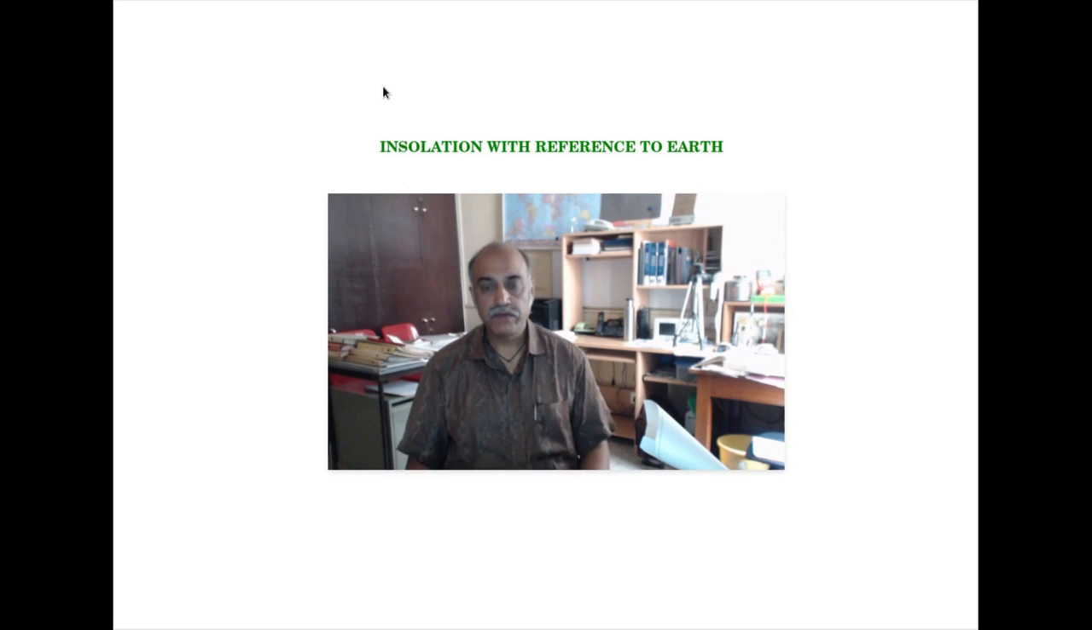We shall discuss now a very important topic, that is of insolation with reference to Earth. We have discussed insolation and the spectral irradiance of the Sun in a generic manner, where the Sun's spectrum does not change and the insolation of the Sun's spectrum remains unchanged in whichever direction you look at. However, for a person on the Earth, the insolation is not constant.